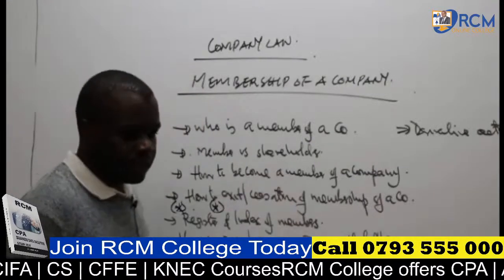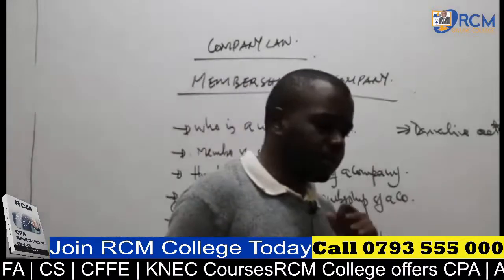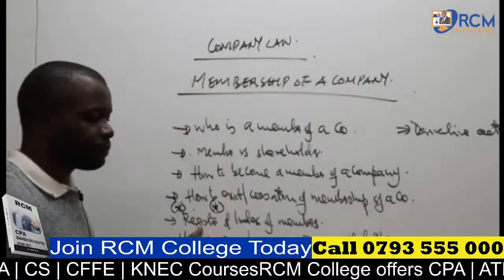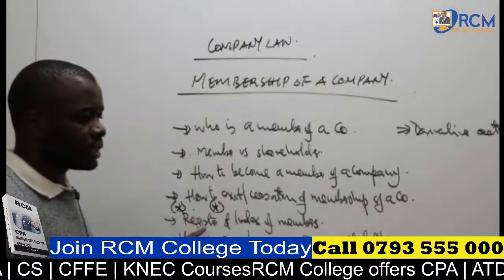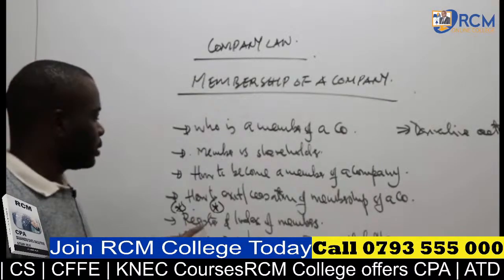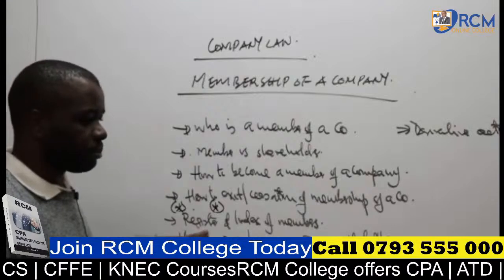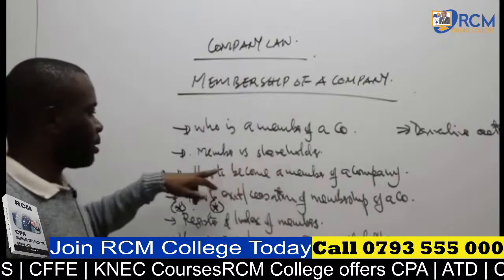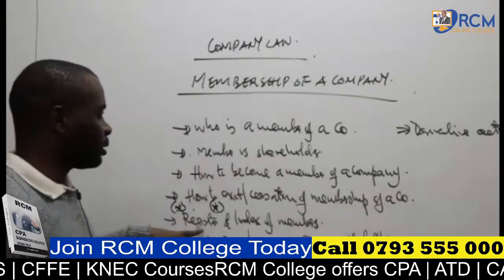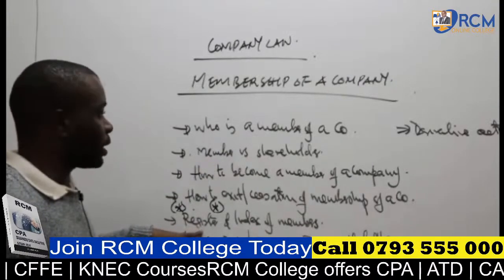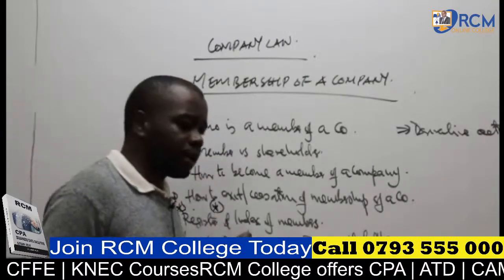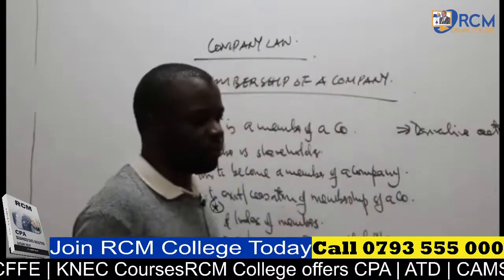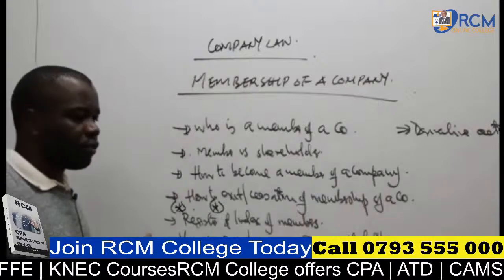Quite obviously, when you actually become a shareholder of the company, you'll become the member of the company. And of course, your name will be included in the register of members of the company. So once your name appears there, by virtue of you being a shareholder, you'll automatically become the member of the company. So we are saying a member of a company is any person whose name actually appears in the register of members of a company.